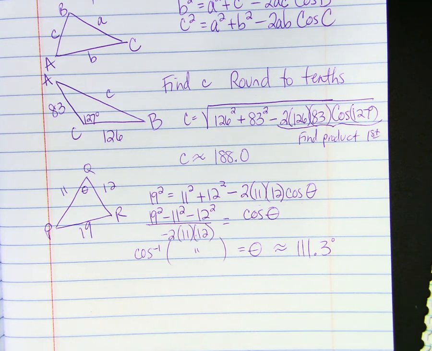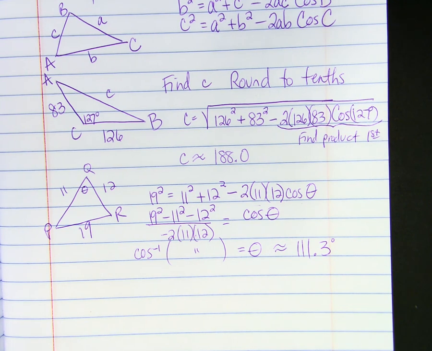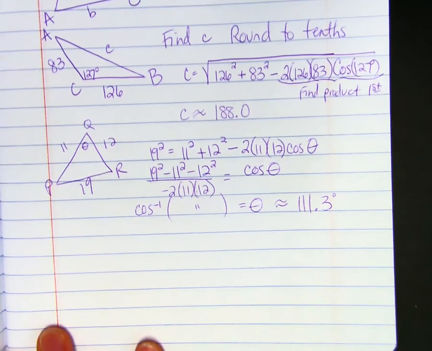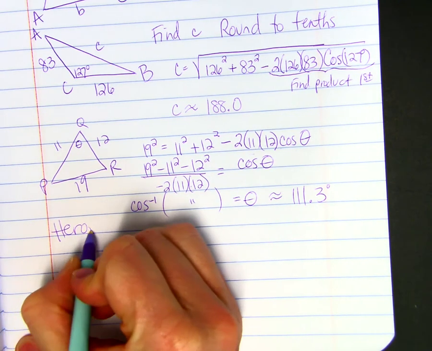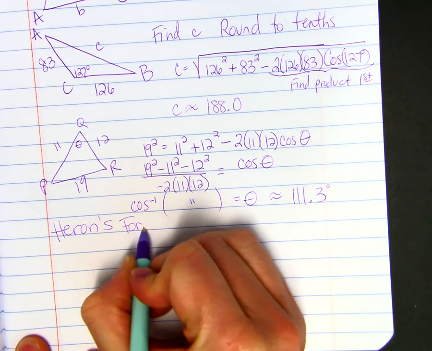There is one more formula. It's super awesome. It's called Heron's formula. It's for finding the area of any triangle, and all you have to know is the side lengths of the triangle, and you can find the area. So this is called Heron's formula.